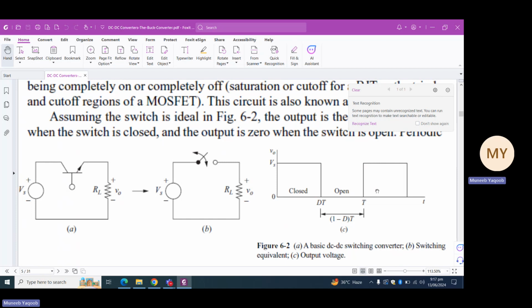Now, as an ideal switch, this BJT is not consuming any power. If the switch is closed, then the voltage across the switch is 0 and hence the power consumed is 0. If the switch is open, then the current through this switch is 0 and hence again the power consumed by the switch is 0. So we can say that in a converter we make use of switching to achieve a desired output voltage.